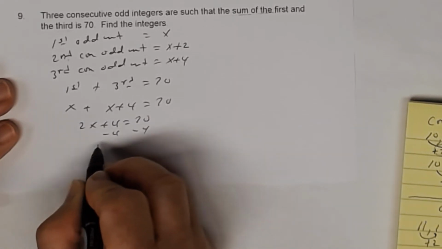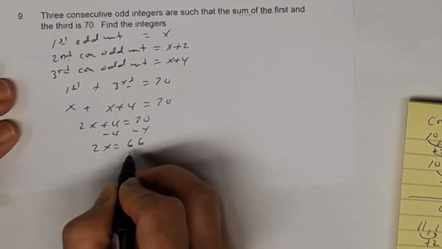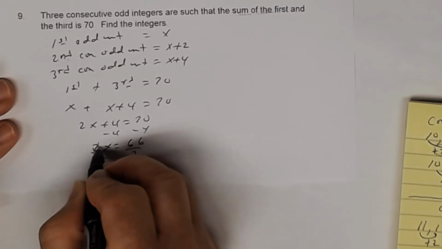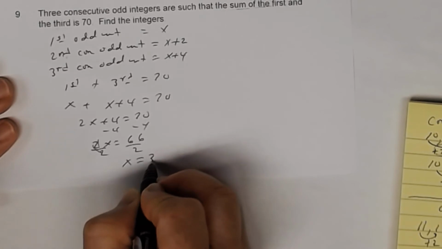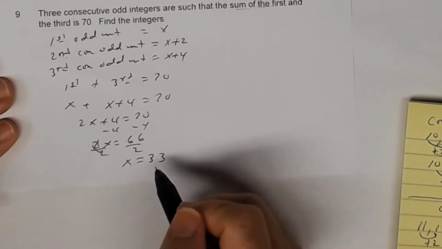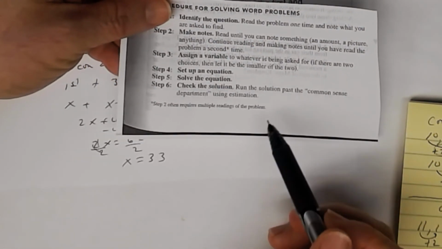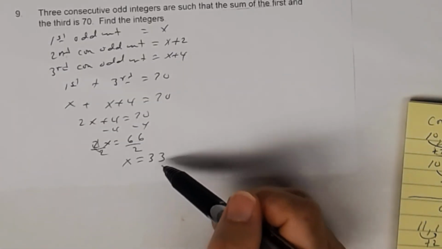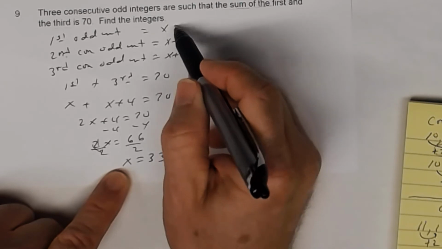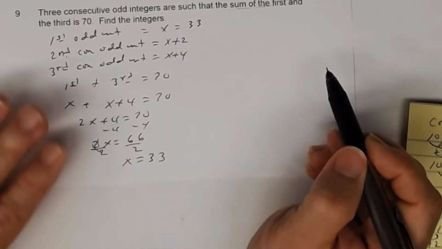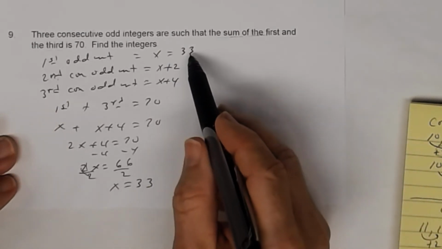Subtract 4 from both sides, you get 2x equals 66. Divide both sides by 2. I get x to be 33. And the last step where it says check your solutions, make sure it makes sense. Well, x was my first odd integer and I did get 33. So far it kind of makes sense because it is odd.